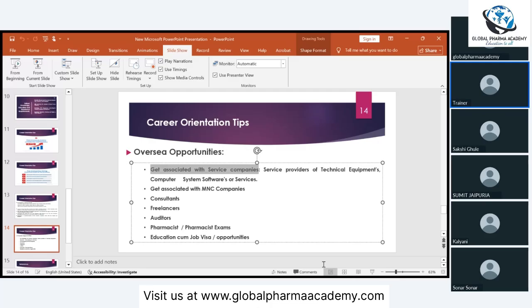Next important is, if you are very lucky, fortunate, get an opportunity into MNC companies, multinational companies, like Teva, or Merck, or GSK, Pfizer. So if we get an opportunity as a starting fresher, from there also we will get an overseas opportunity, because these are multinational companies, they have operating offices or companies in different areas and zones. So from there you will get an opportunity to grow and go into overseas opportunities. So get associated with multinational companies.